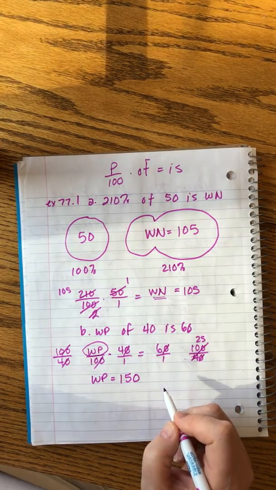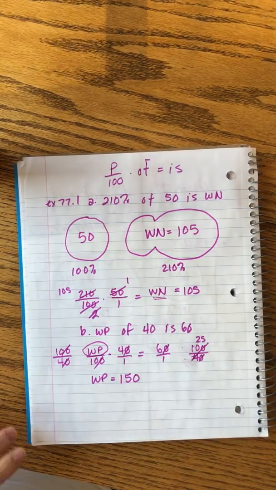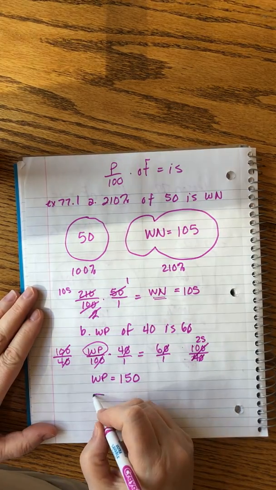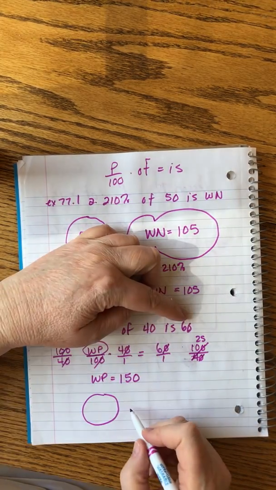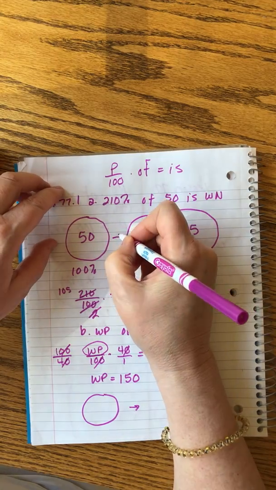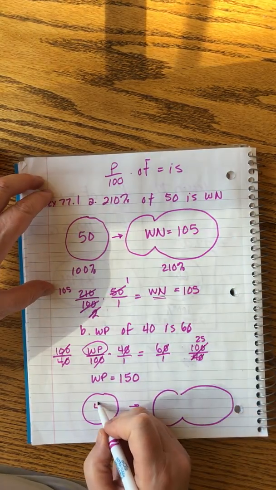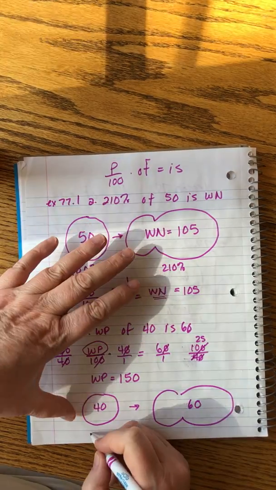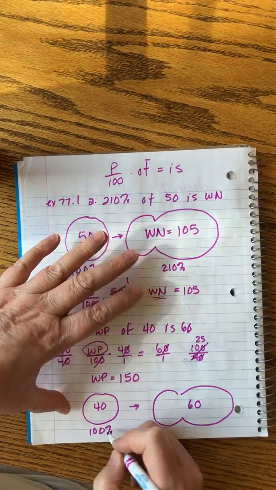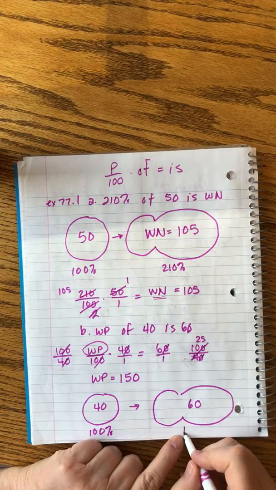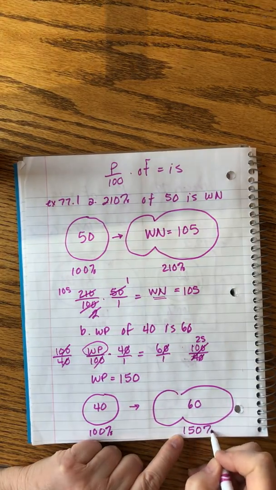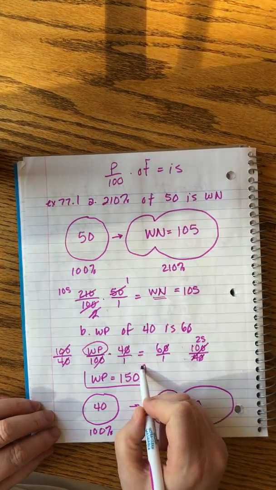Okay, John did not ask me to draw the picture in this, but I'm going to. 40 is my starting number, 60 is my ending number. Sometimes the arrows help. So my percent got bigger. We went from 40 to 60. This is 100%. And you and I just calculated that this is 150%. All right? So there's our answer.